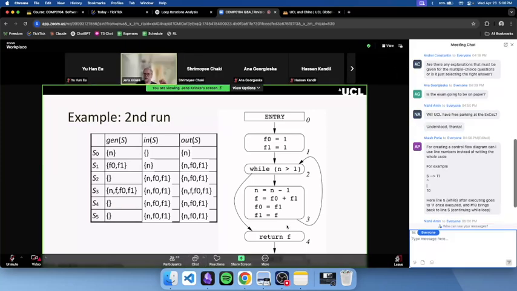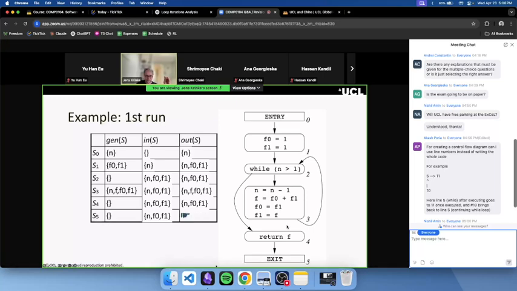So in the first run, you have that the outset of block 3 at that point is still the top element when you compute the inset of block 2. So you take the outset from block 1 and the outset of block 3 and create the intersection. And you do the same in the second run.